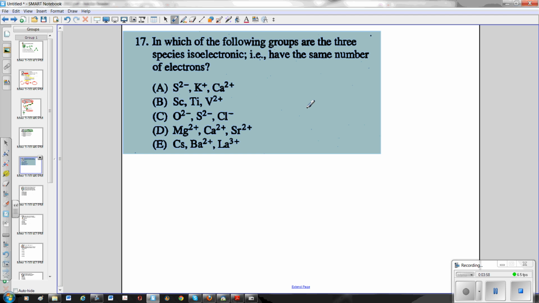17, what's the definition of isoelectronic? It means they have the same number of electrons. How do you figure this out? You use your periodic table. You're going to take the atomic number, and whatever the charge is, you're going to subtract the charge from it. So for example, if you take sulfur, the atomic number of sulfur is 16, right? So 16. The charge on sulfur is -2. So that minus the charge, negative minus the negative, is going to end up as 18. So it has 18 electrons.